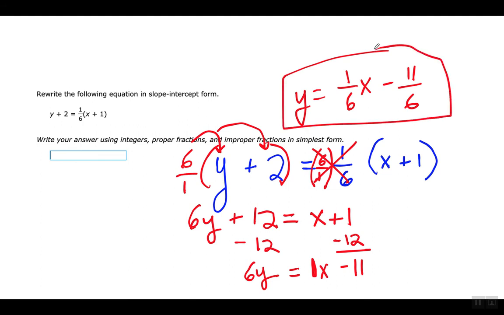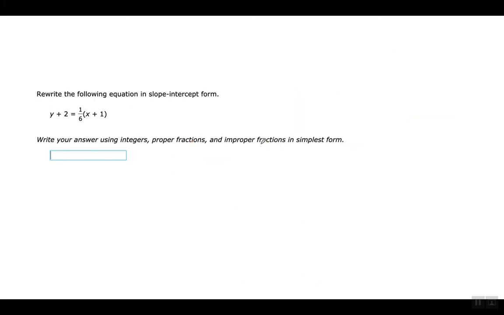Pero ahora déjame enseñarle cómo se hace de la otra manera que lo estaba explicando. Let me show you the other way that you could do it, all right? And you guys could pick whatever way you prefer. All right, so I have this, y plus 2 equals, when I do the distributive property, I'm going to have y plus 2 equals 1 over 6x plus 1 over 6, all right?